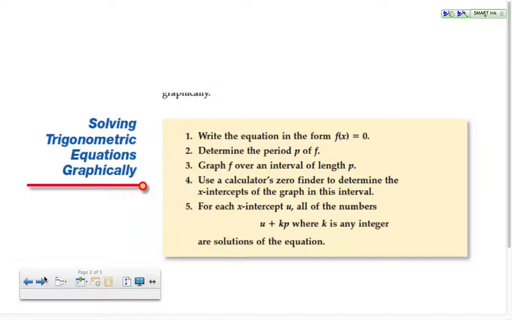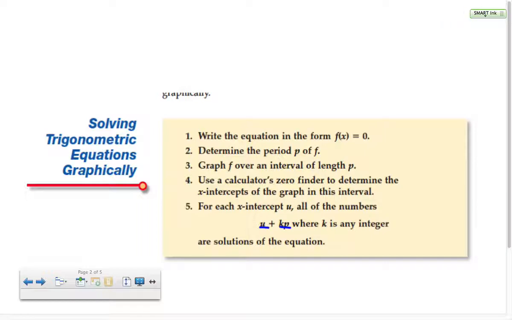We determine the period, all right? Typically 2 pi, sometimes it's not. All right, you have to pay attention to what's going on. So then you'll graph it on your graphing calculator over that period, and then you'll use your calculator zeros to find the x-intercepts, that's the solutions. And then for each one, you write the answer plus k times the period, okay? Most of the time it's 2 pi, sometimes it's not.